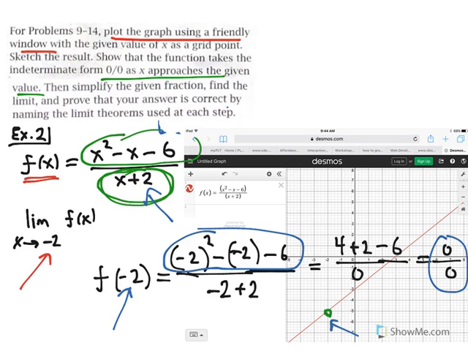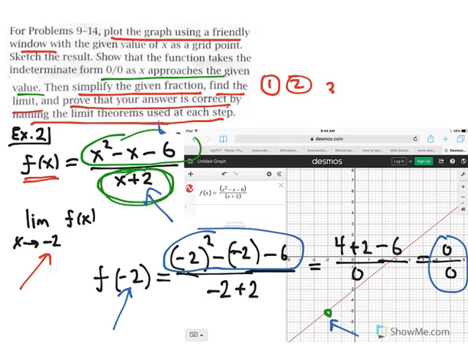So like in the first example, now we want to simplify the given function, find the limit, and prove that your answer is correct by naming the limit theorems used at each step. So we will simplify the function by factoring the numerator and canceling a common factor in the numerator with x plus 2 in the denominator. And then we will find the limit by using the limit theorems.